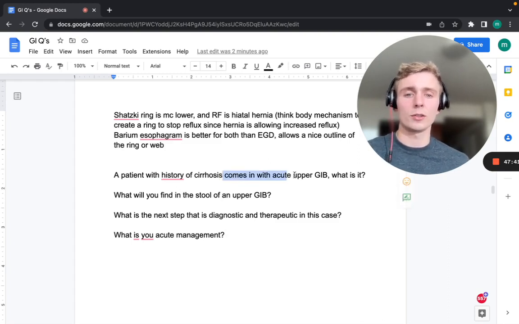So again, history of cirrhosis, upper GI bleed, what is it? What is it called in the stool? What is diagnostic and therapeutic? And what's our acute management? Three main things that we need to know.